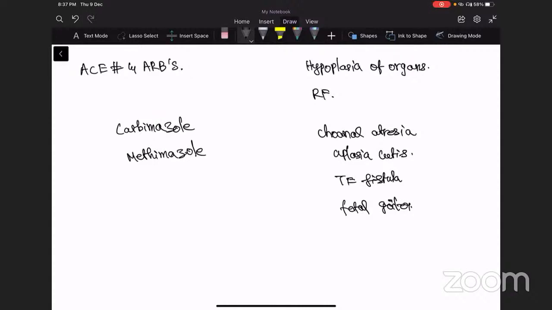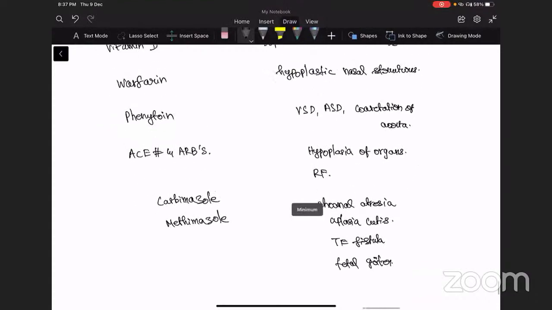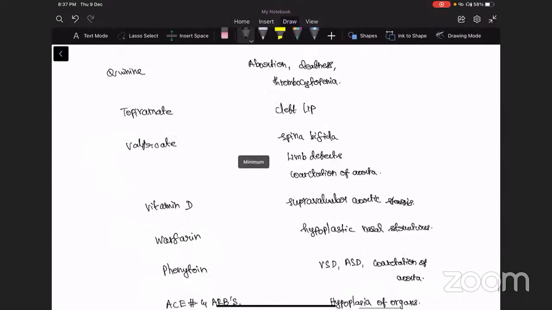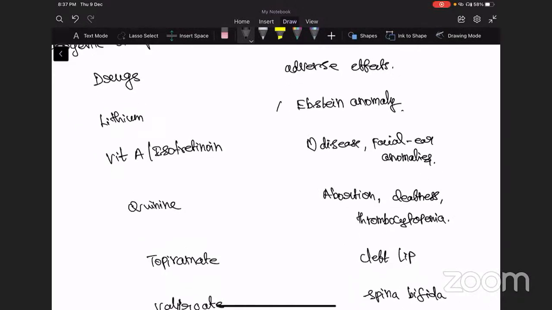This is about the teratogenic side effects of different drugs, and Ebstein's anomaly has been asked in the previous exam.